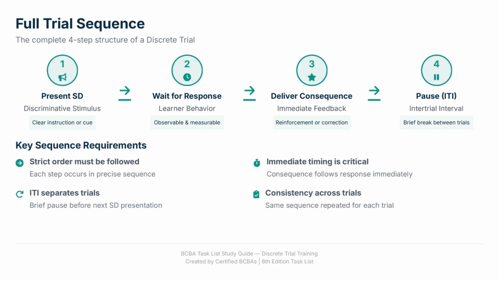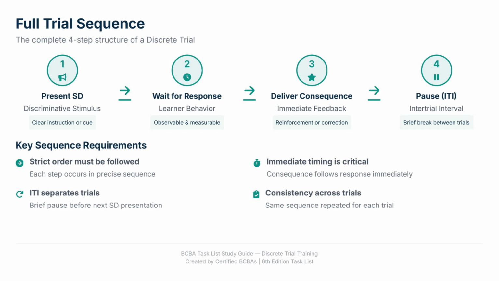The reason is that DTT is based on establishing a clear relationship between instruction, behavior, and consequence. Timing is also critical. The consequence must occur immediately after the response, otherwise the learning connection weakens. On the exam, many questions are designed to test whether you can detect small sequence violations, so always mentally check.